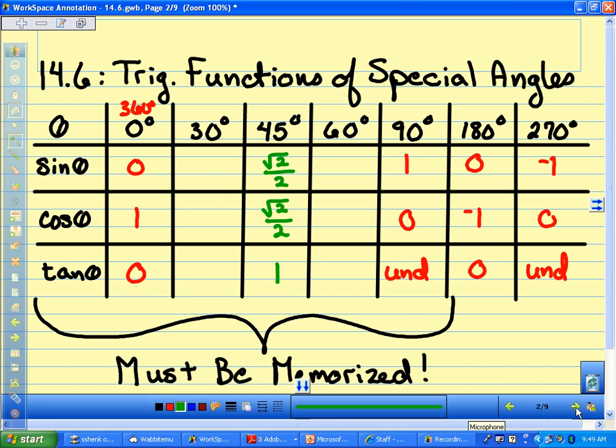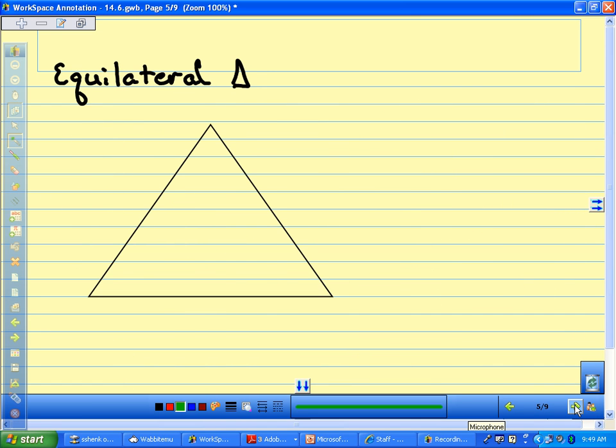Now the 30, 60, we are going to deal with an equilateral triangle to get these ones. What does equilateral mean? All sides and angles are the same. What are the 3 angles? They've got to be 60s. So this is a 60-degree angle right here. This is a 60-degree angle right here. I'm not going to label this one just yet because I'm going to do something to it, but this is a 60-degree angle up here as well.